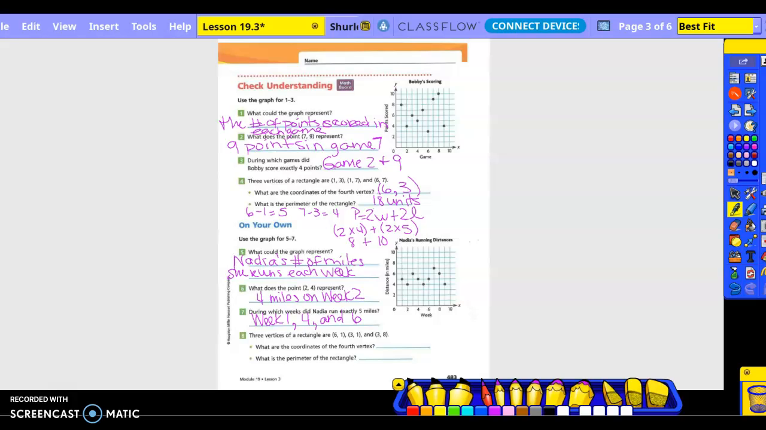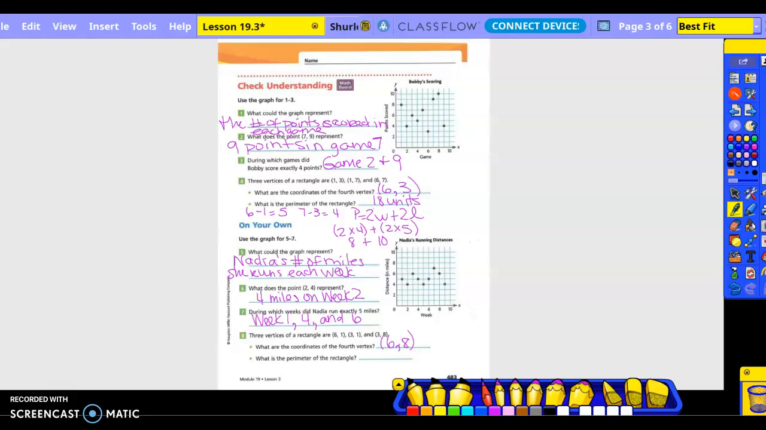3 vertices of a rectangle are (6, 1), (3, 1), and (3, 8). What are the coordinates of the fourth one? So we have for the x-axis, we have 6, 3, 3. So the 3's kind of cancel each other out because there's already 2 of them. So the x-coordinate in this case is 6. Okay. Y, we have 1, 1, 8. The 1's kind of cancel each other out, and we're left with 8. So we'd have 8.